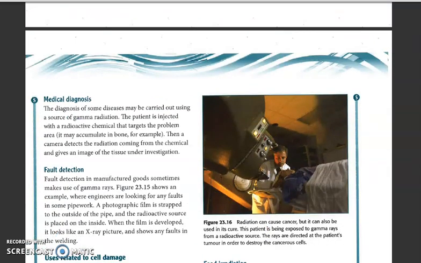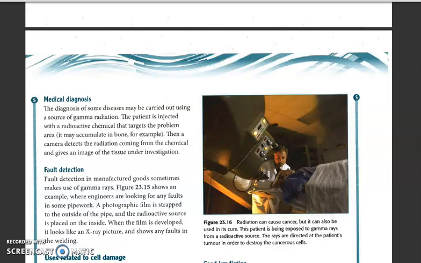Next is medical diagnosis. So the diagnosis of some diseases may be carried out using the source of radiation. We inject a radioactive material, we pass it, and it will target the problem area. Okay, then a camera detects the radiation coming from the chemical and gives an image of the tissue under investigation. So in this also, what we use is radiation technology itself.